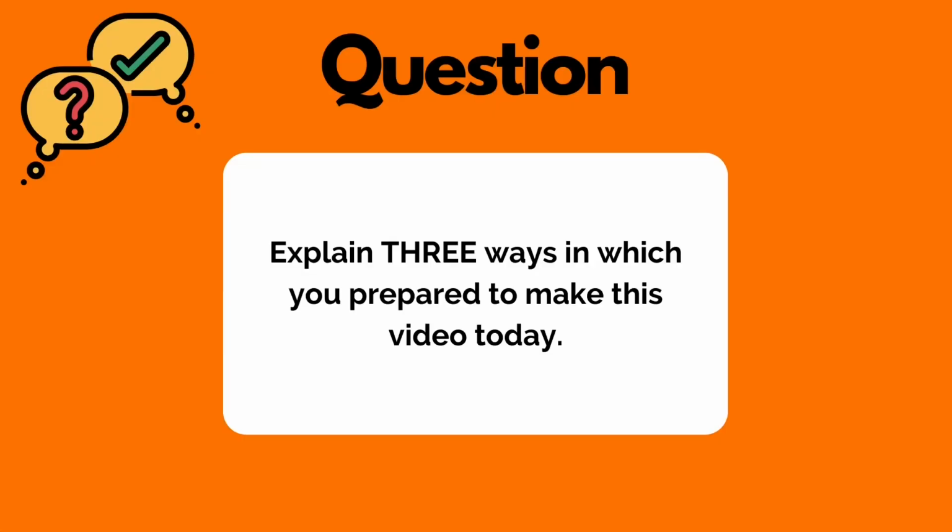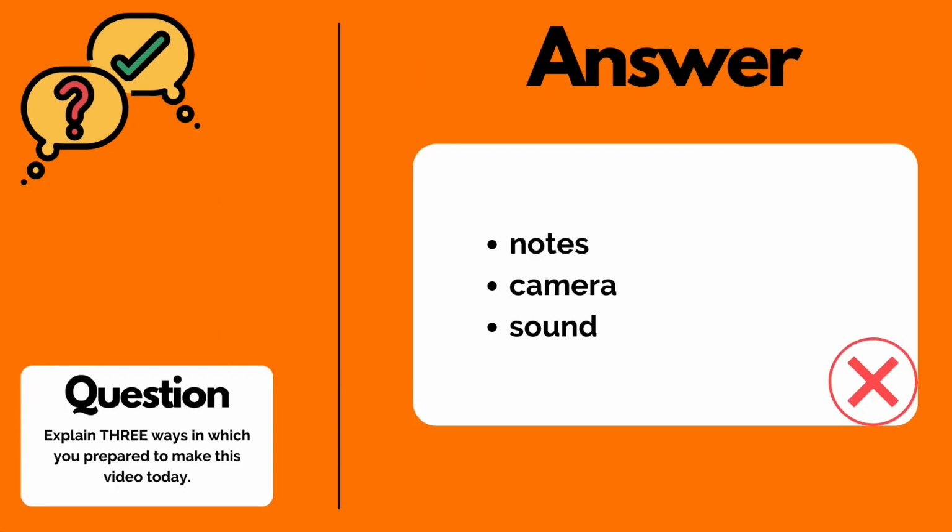Let's make a silly little example. Say for example, the question is, explain 3 ways in which you prepared to make this video today. And my answer is: notes, camera, sound. That's all I write. Do you think that that would be a sufficient answer? Firstly, it asked me to explain, and I haven't explained. I've just listed. So already I haven't done what the verb is asking me.